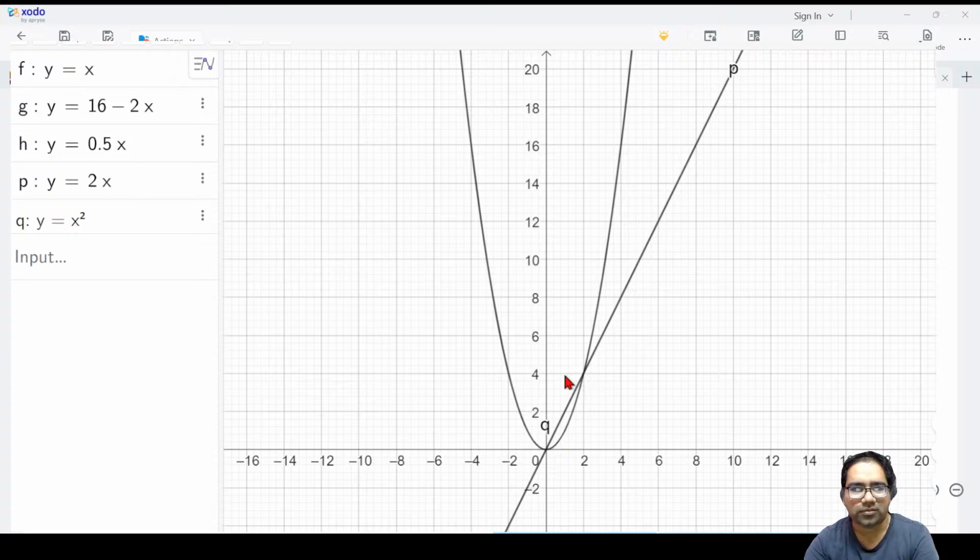Initially, 0 to 2, he has covered 4 kilometers. Next 2 to 4, how much he has covered? 4 to 16. Understood? So basically, what does that mean? He has covered more distance in the same time. Between 2 to 4, he has covered from 4 to 16. So he has covered more distance. What does that mean? His speed is increasing.